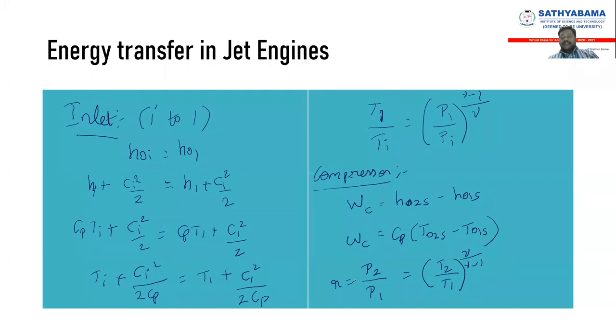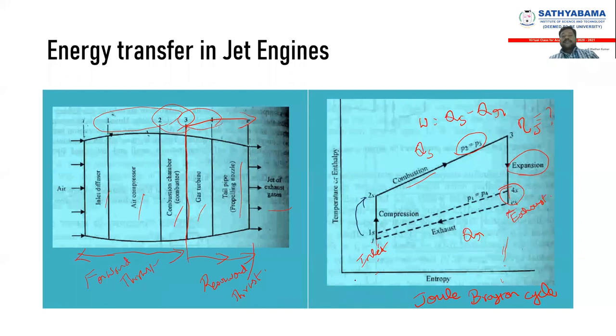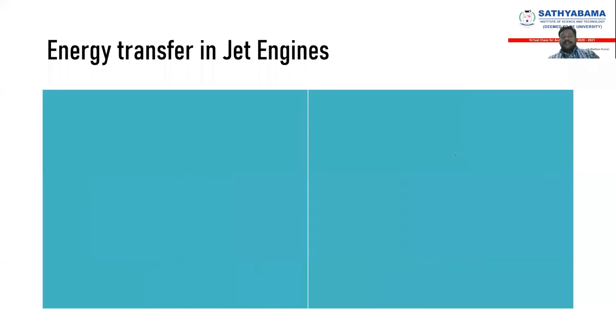After finding the work of the compression, we are going to find the heat supplied through combustion. Here, the heat supply is not an isentropic process, but a constant pressure process. For combustion, it is always a heat addition process, and the heat addition takes place at constant pressure. So QS in constant pressure means heat addition at constant pressure.